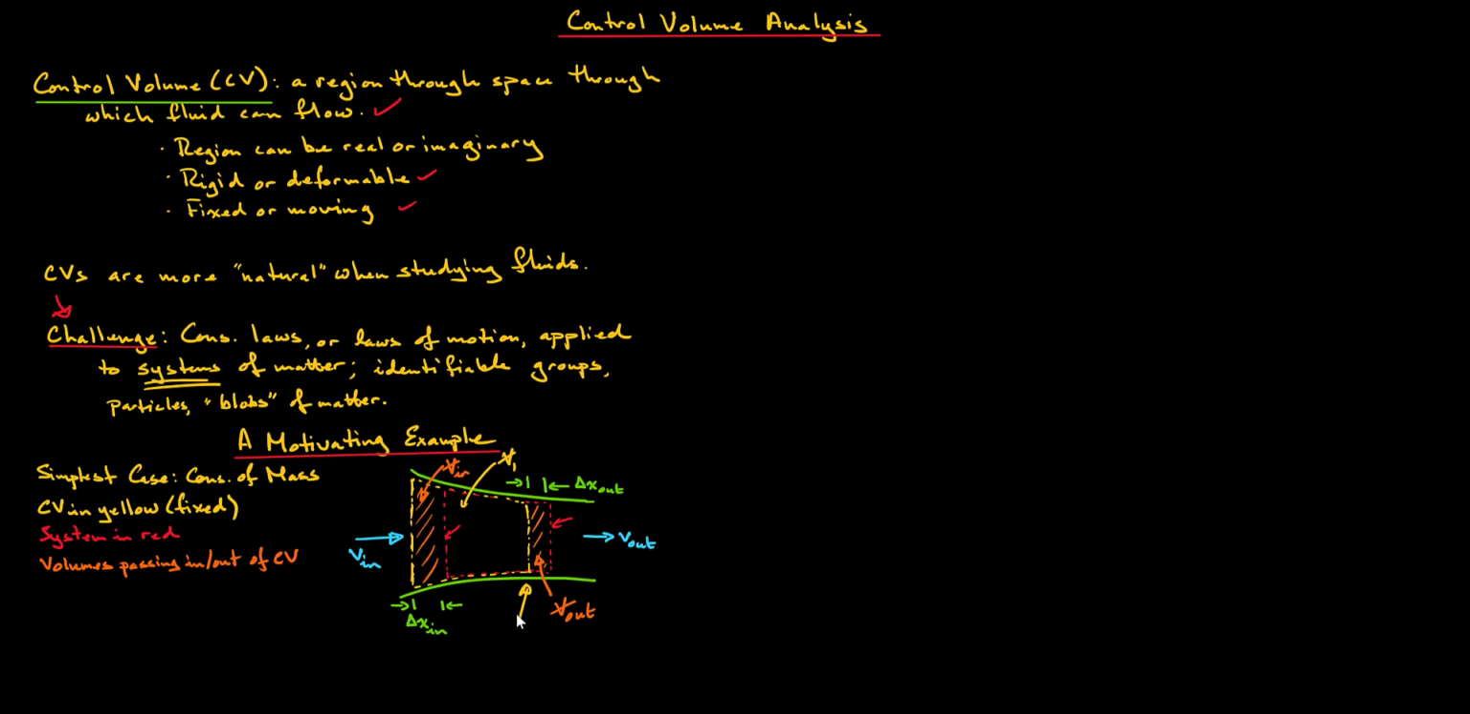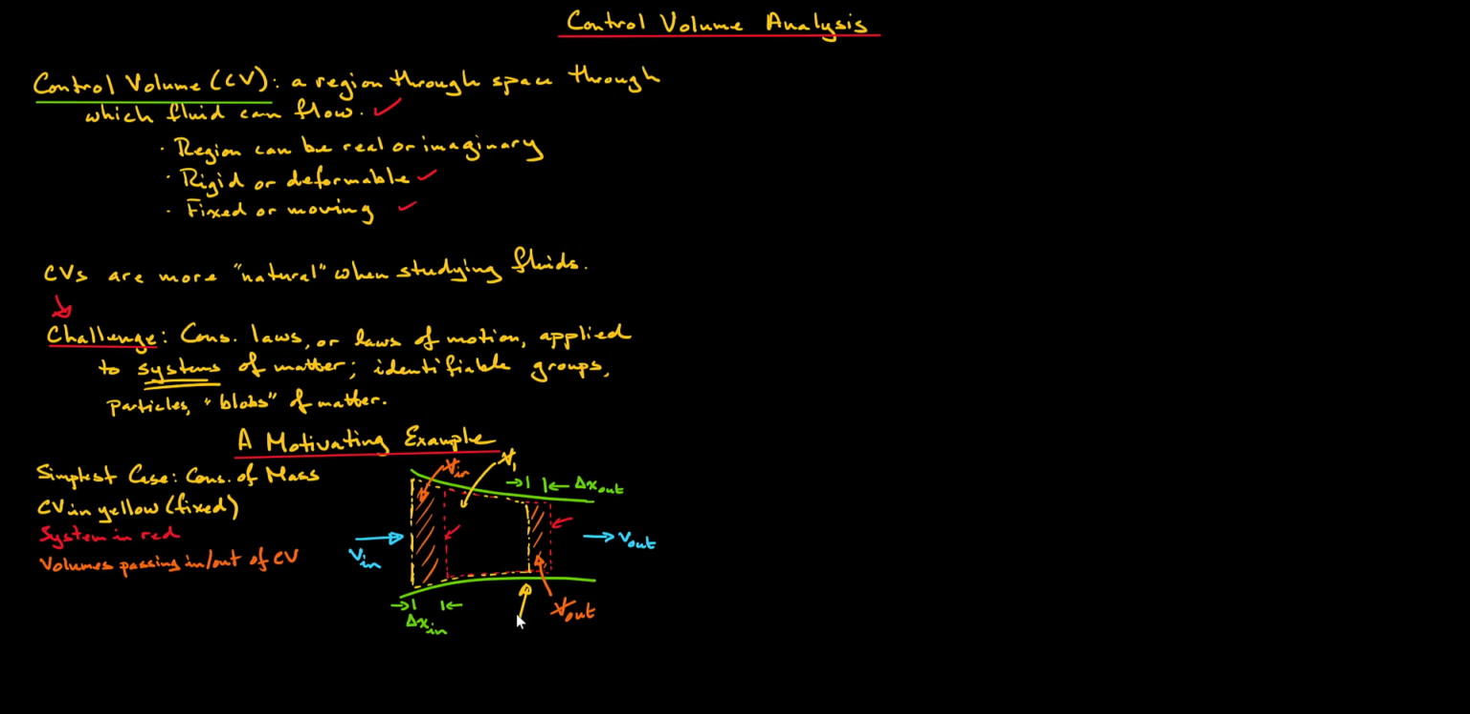So this system of particles is in red, and we can apply conservation of mass to this group of particles. What we have here is that at time t1, the system defined by red and the CV, the control volume defined in yellow, overlap with each other. But at a short time delta t after t1, the system of particles defined in red has moved to the right, as shown in this schematic over here.